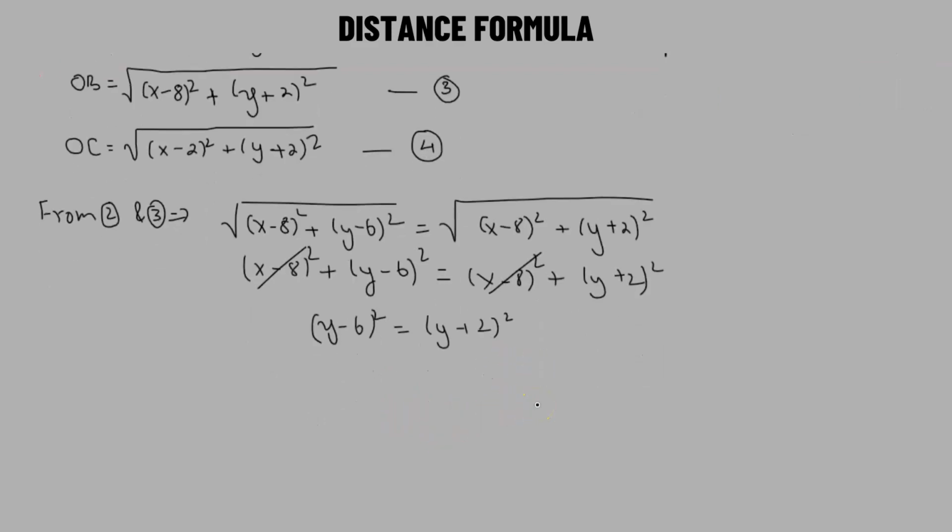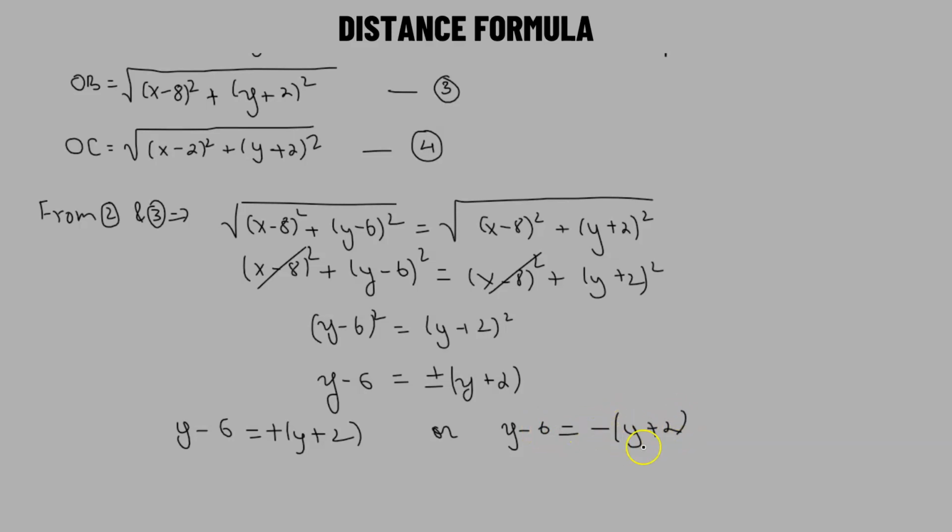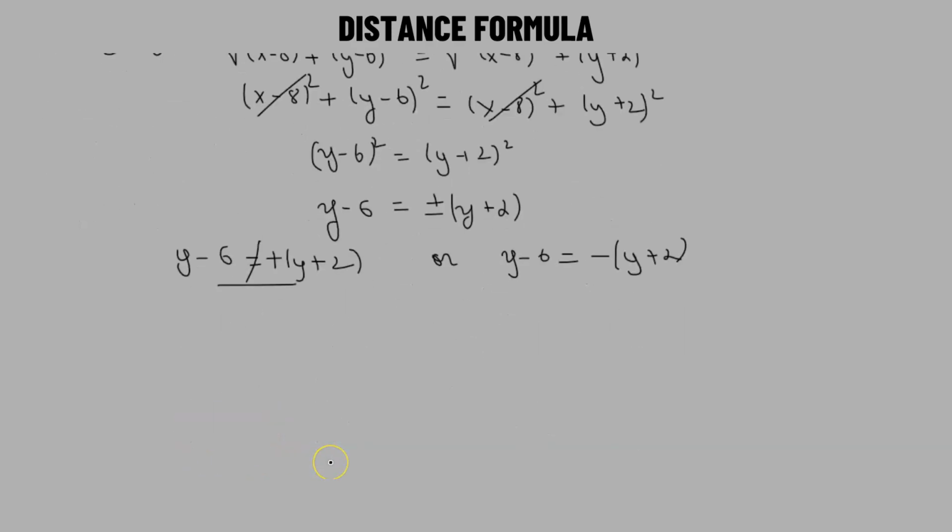So what we'll do, we'll take the square root on both sides. So we get y minus 6 equals plus or minus (y plus 2). So we get two conditions. Y minus 6 will be positive of y plus 2, or we have y minus 6 equals negative of (y plus 2). However, this first equation is not going to be true because the y will get cancelled out and it's not going to be a valid equation. So we are left with only one equation. That's going to help us find the value of y.